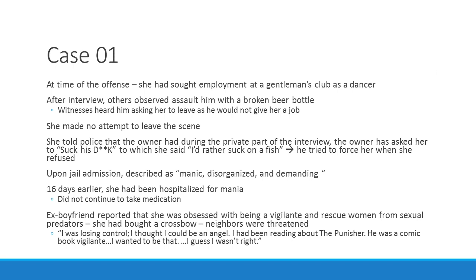She reported to me in the interview, "I was losing control. I thought I could be an angel. I'd been reading about the Punisher. He was a comic book vigilante. I wanted to be that. I guess I wasn't right."